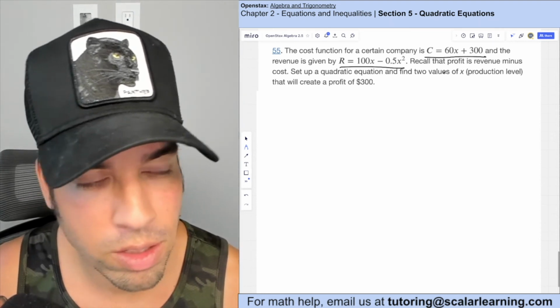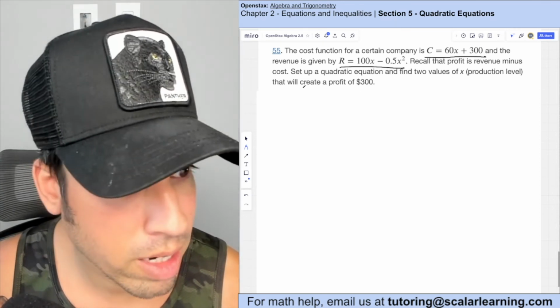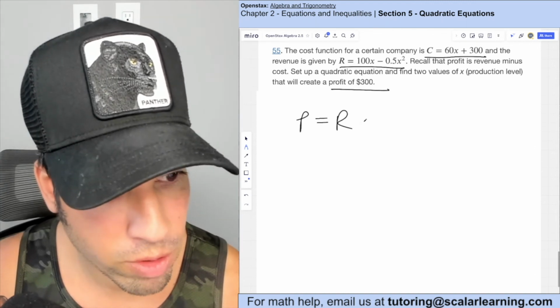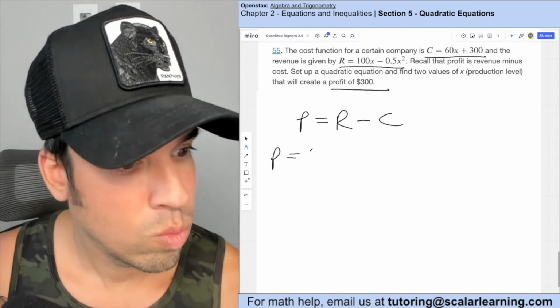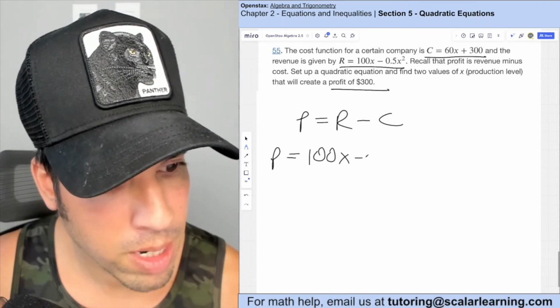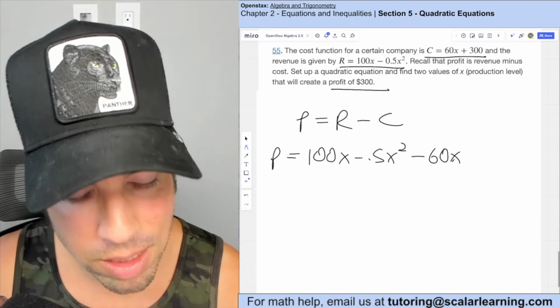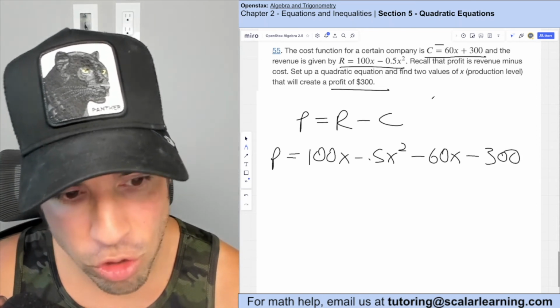The cost function for a certain company is this, and the revenue is given by this. Recall that profit is revenue minus cost. Set up a quadratic and find two values of x that will create a profit of 300. So profit is revenue minus cost. Therefore, the profit will be 100x minus 0.5x squared minus 60x minus 300.